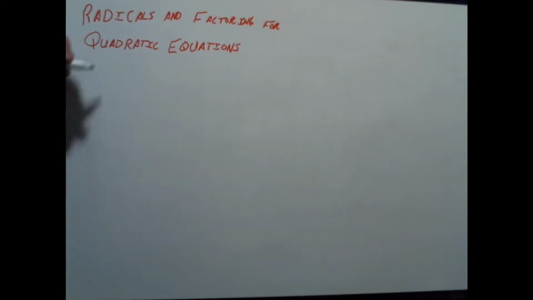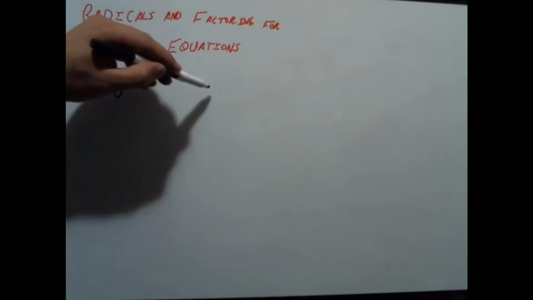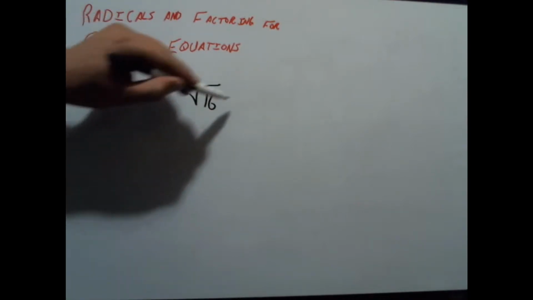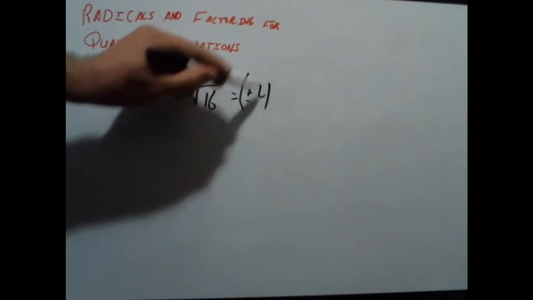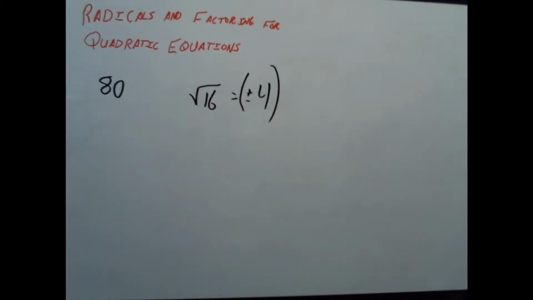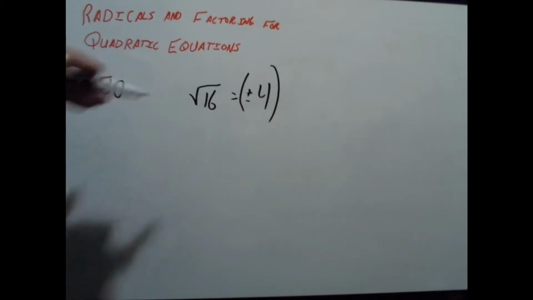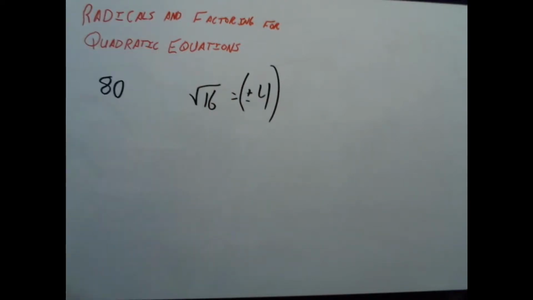Now let's take 80. 80 is not a square number, which means that if I have radical 16, that's just going to equal plus or minus 4. We don't have that luck with 80. We can't break that down into a whole number like we can with 16. So if I have radical 80, that's about as good as it gets, except for one thing, I can pull some whole numbers out of the radical.